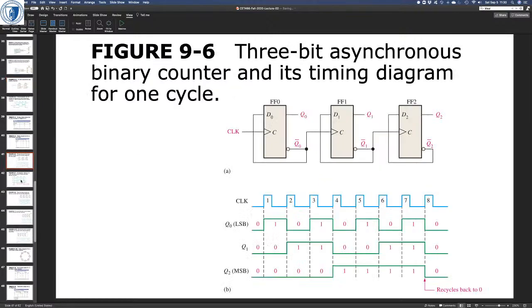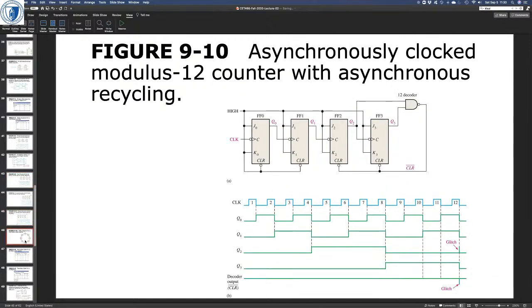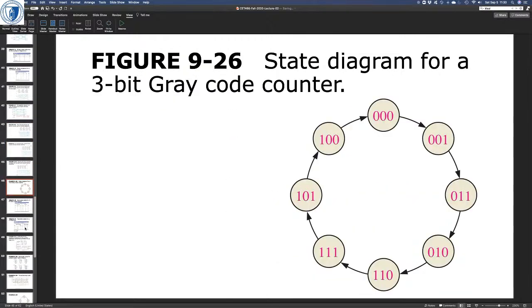Let me just quickly have a look through here. Yeah, so this is the simple counter. Actually, this is a... Does anybody know what a grey code is?